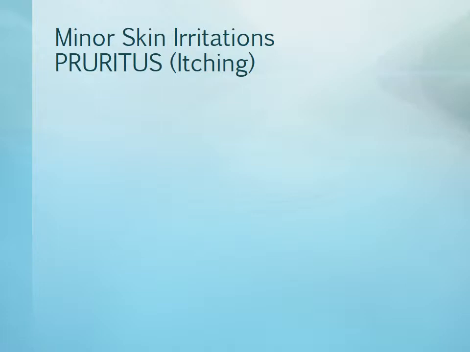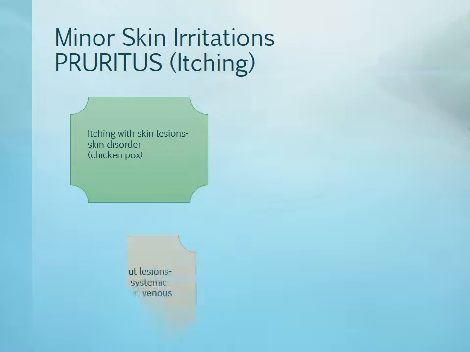Pruritus is a distressing symptom that may or may not occur with skin disease. It is caused by stimulation of itch-specific nerve fibers. It can be worse at night. Itching with skin lesions is a skin disorder. An example would be chicken pox. Itching without lesions is caused by systemic diseases such as liver disease or venous disorders. Liver disease causes the buildup of bilirubin in the skin, which causes the itching.